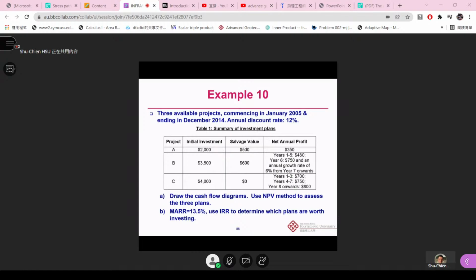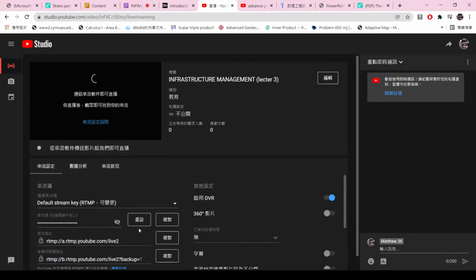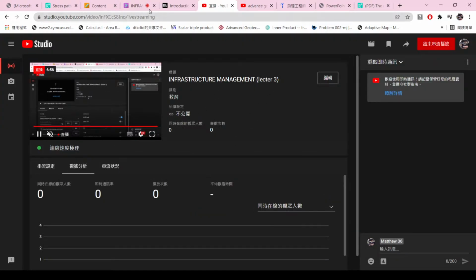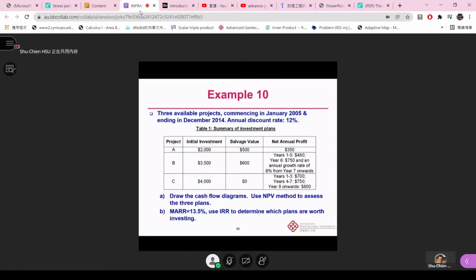For project B, we have the initial investment of 3,500 and the salvage value of 600. The net annual profit is also a bit complicated here. From year 1 to year 5, it will consistently earn 480 in profit for project B. But in year 6, you will have 750, and an annual growth rate of 6% from year 7 onwards. It constantly grows from year 6.